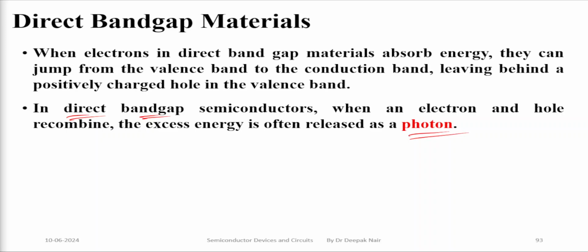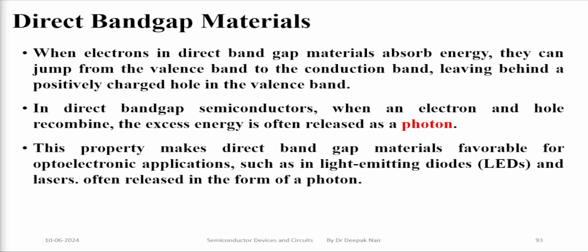Okay, so in direct bandgap semiconductors, electrons coming back to the valence band will release energy in the form of photon, which is light. And by properly tuning the value of Eg, we can generate different colors of light. This property makes the direct bandgap materials favorable to design optoelectronic applications. Remember, direct bandgap semiconductors are used to design optoelectronics, that is, electronics which are related to light, such as LEDs and lasers.